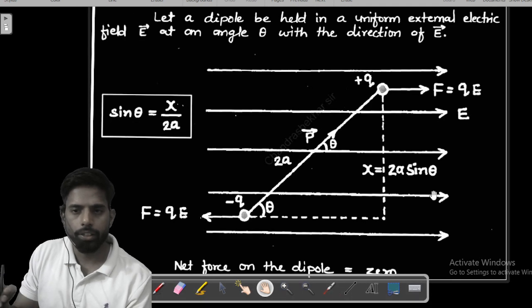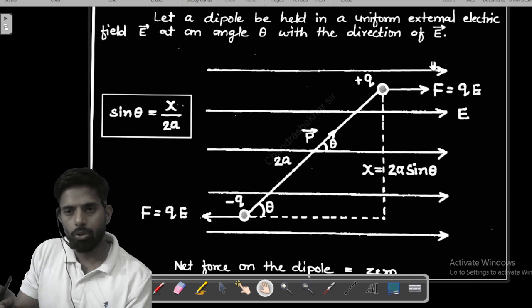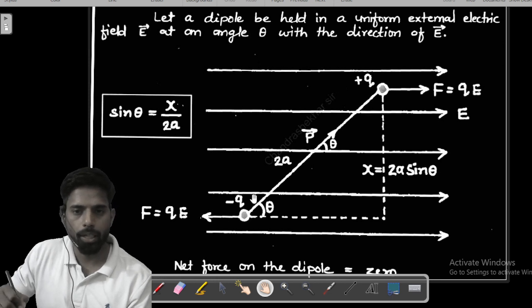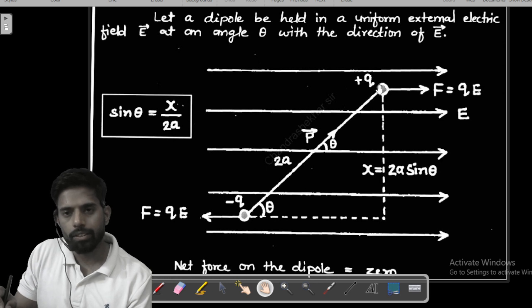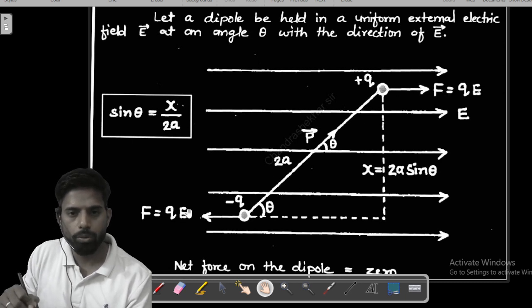These are uniform electric fields. Why is it called uniform? All the electric field lines have the same direction, and the spacing between the electric field lines is the same. And this is a dipole having dipole moment rho, and the length of the dipole is 2a, with minus q and plus q. So we know that the electric field will exert a force on the plus q charge, and the direction of force experienced by this q charge is toward right. Similarly, the minus q charge experiences a force toward left.